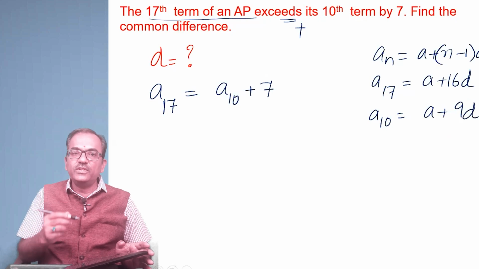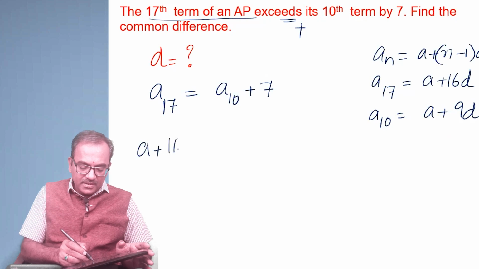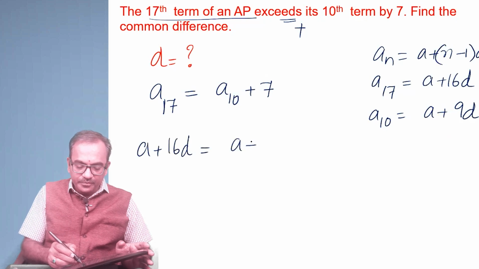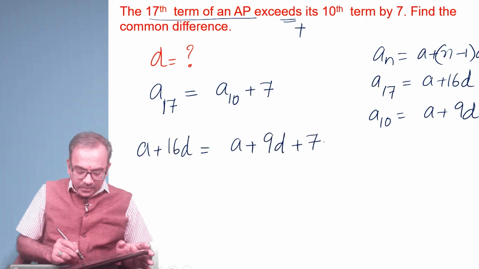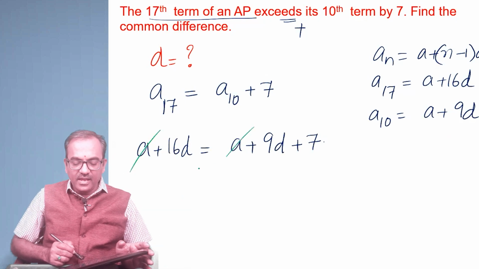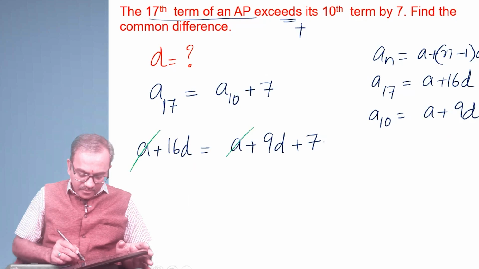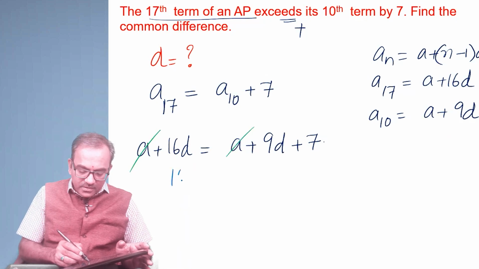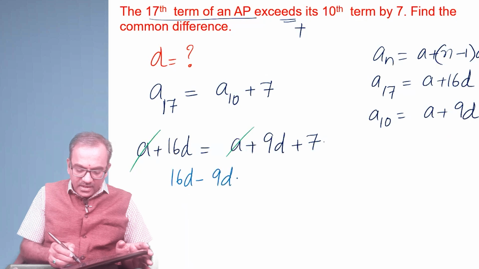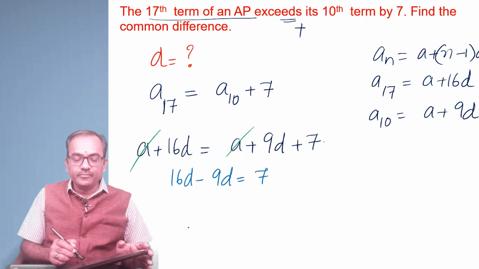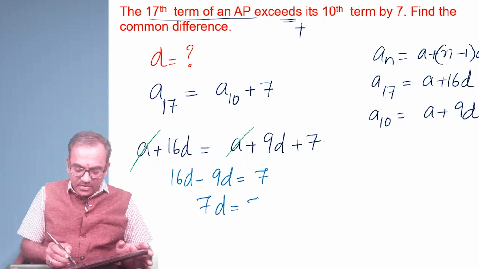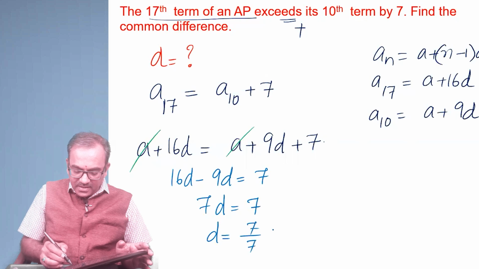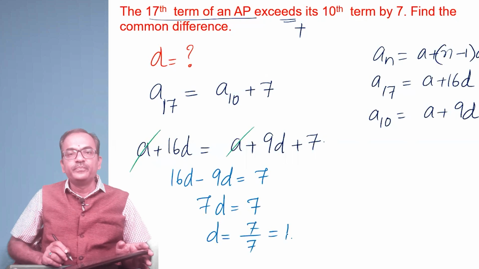Now let us substitute these values. a plus 16d is equal to a plus 9d plus 7. Since we have a and a gets cancelled, 16d minus 9d is equal to 7. 7d is equal to 7. d is equal to 7 by 7, which is equal to 1.